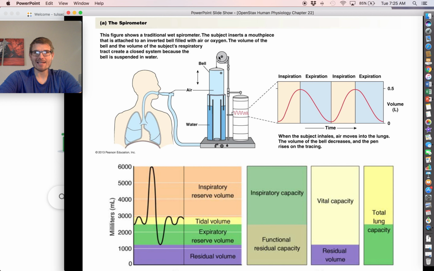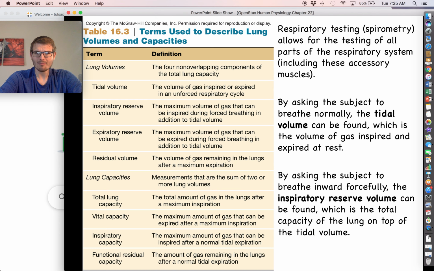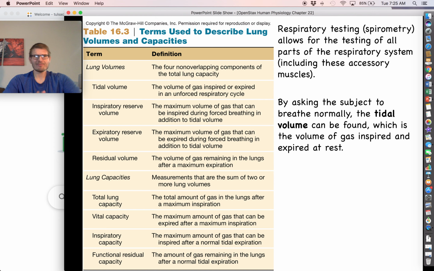This bell is connected via a pulley system to a writing device that is going to track up and down as you breathe in and out onto this drum that spins around. And because the pen is being put to the paper on the drum, we can see as we breathe in and out. So if you take a closer look here, you can see an inspiration, the pen goes up, an expiration, the pen goes down. And that's all because the amount of air in this chamber continues to fluctuate as we pull air in and out of our lungs.